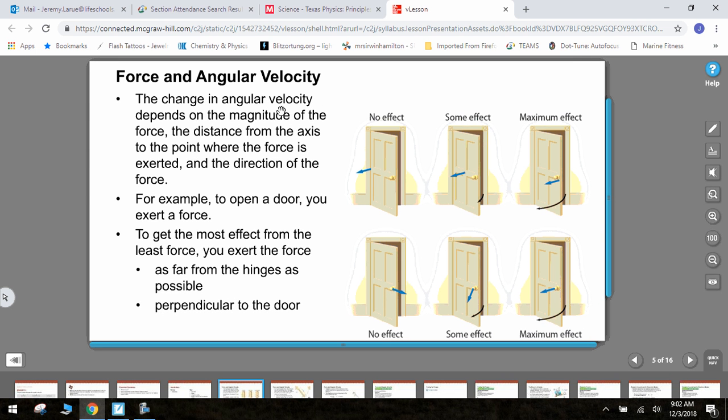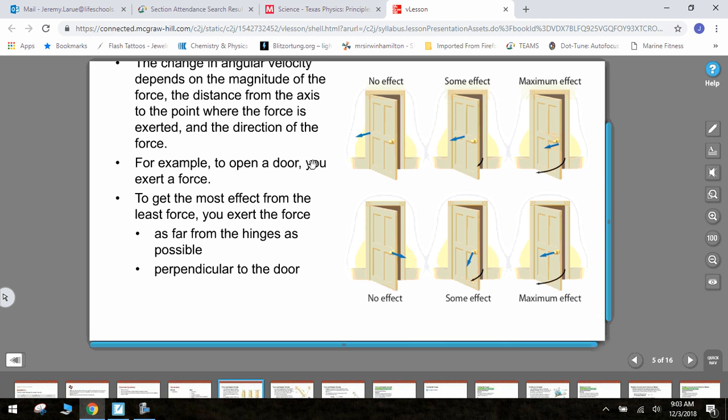So the change in angular velocity depends on the magnitude of the force, the distance from the axis to the point where the force is exerted, and the direction of the force. For example, to open a door, you exert a force. To get the most effect from the least force, you exert the force as far from the hinges as possible, perpendicular to the door.